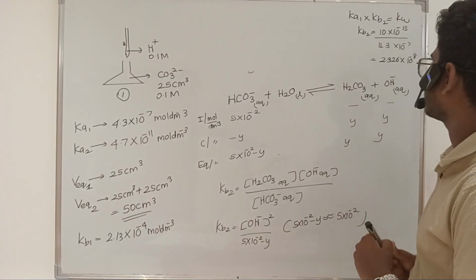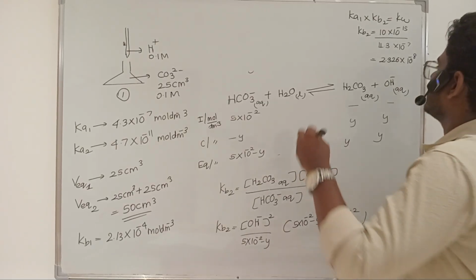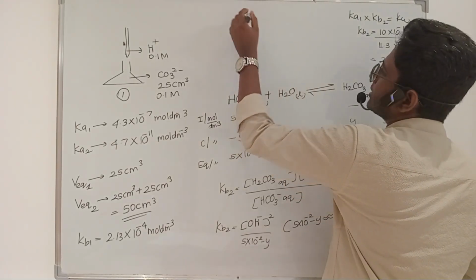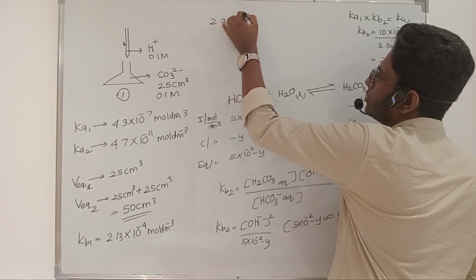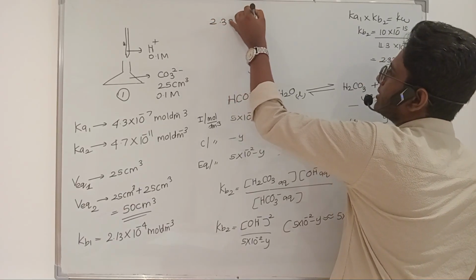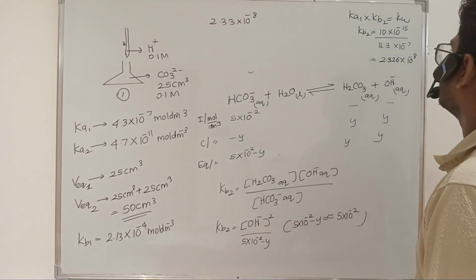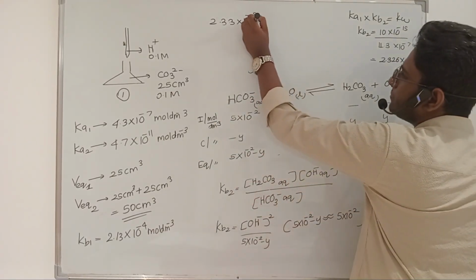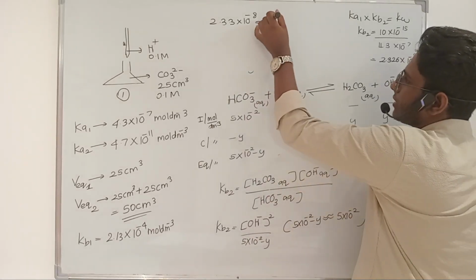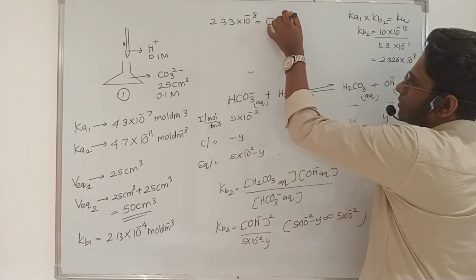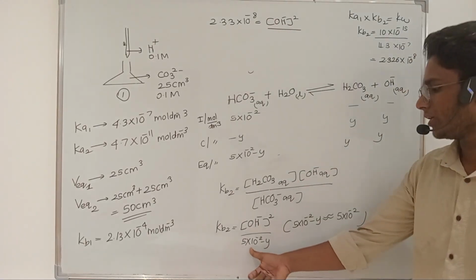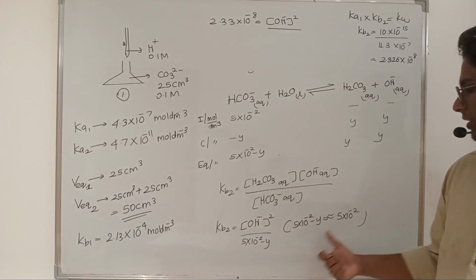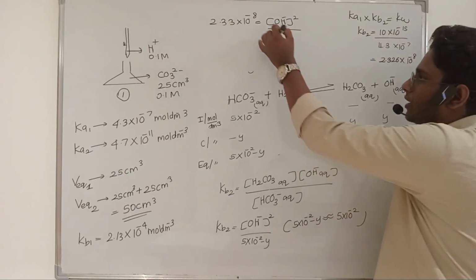2.326, right? So I'll write it approximately as 2.33 into 10 to the power minus 8, is equal to, what is the concentration of OH minus? That is what we have to find, over 5 into 10 to the minus 2 minus y, which we approximated as 5 into 10 to the minus 2, right? So I can put here 5 into 10 to the minus 2.